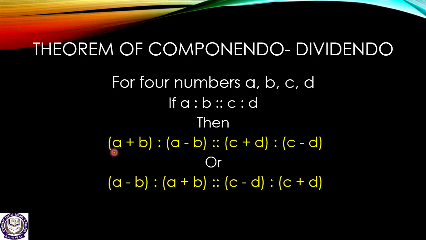We can observe that A plus B is the componendo part and A minus B is the dividendo part. Again, C plus D is the componendo part and C minus D is the dividendo part. We can change their positions, or we can invert them, or we can use the invertendo theorem here to write it as A minus B ratio A plus B, which is in proportion to C minus D ratio C plus D.